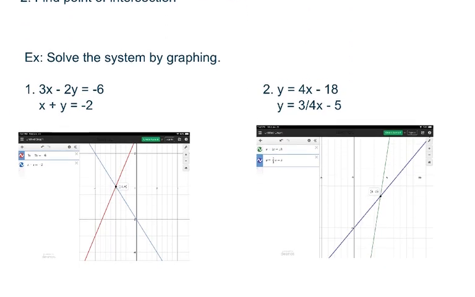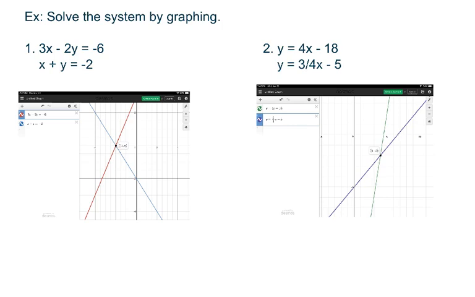So I've got a couple of examples here. Solve the system by graphing. I've already graphed these for you. I've got a couple of screenshots here from Desmos. I'm not going to spend a lot of time doing this, and this shouldn't take you a lot of time. So 3x minus 2y equals negative 6 is this red line, x plus y equals negative 2 is the blue line, and in Desmos you can just click the point of intersection, and it will tell you what it is. So your solution here for number one is (-2, 0).